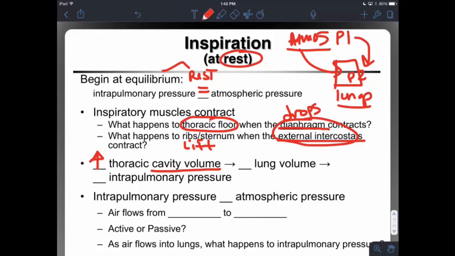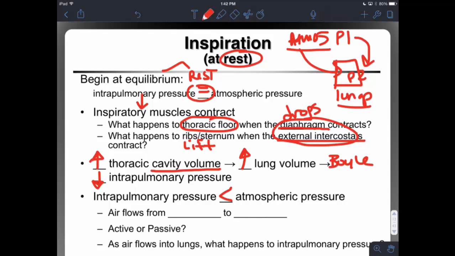Whatever happens to the walls of the thoracic cavity is also going to happen to the lungs because of that suction. So the lung volume is going to get bigger. And according to Boyle, if you increase lung volume, you're going to decrease lung pressure. So we started with the pressures being equal. If we decrease intrapulmonary pressure, then what we have is atmospheric pressure being greater.